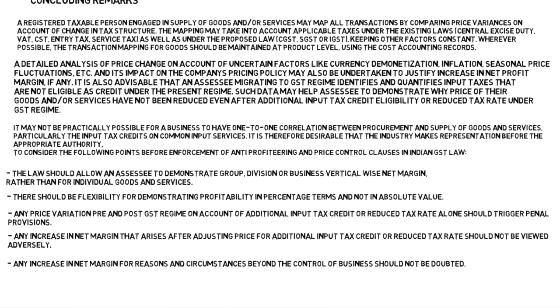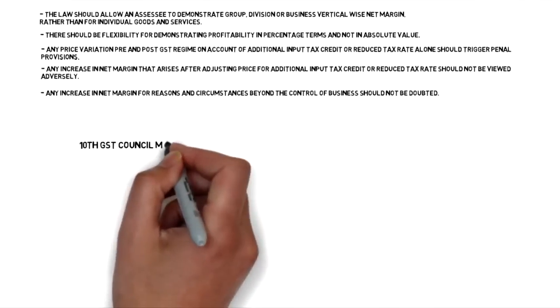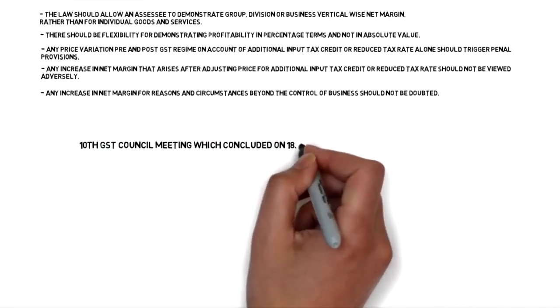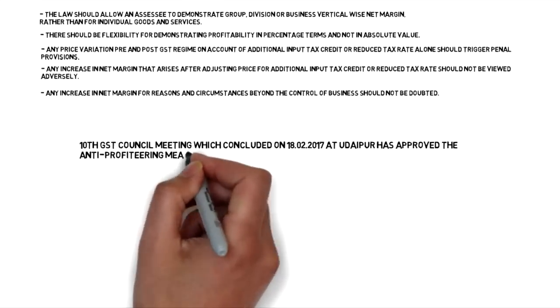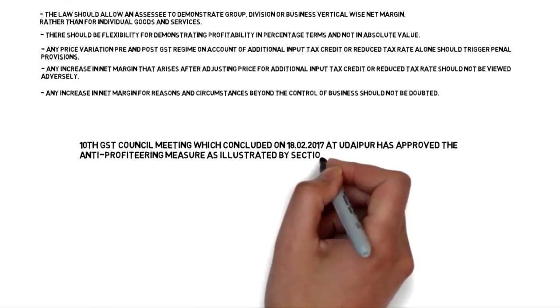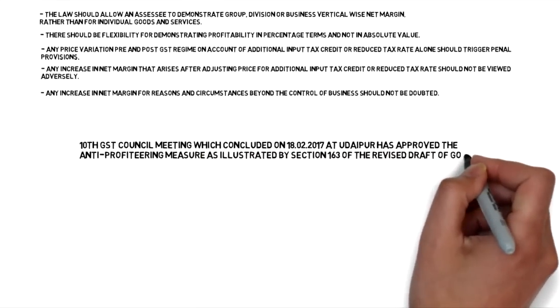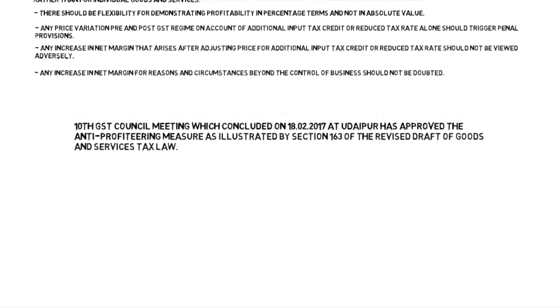The 10th GST Council meeting, which concluded on 18th February 2017 at Udaipur, has approved the anti-profiteering measure as illustrated by Section 163 of the revised draft of Goods and Services Tax Law.